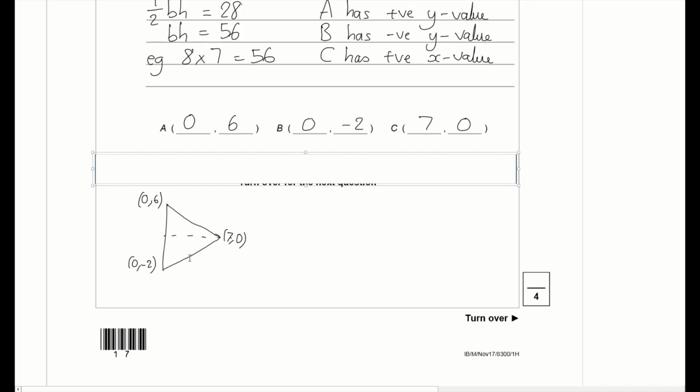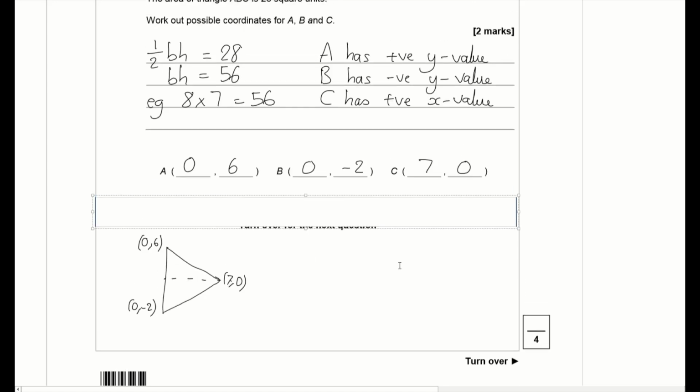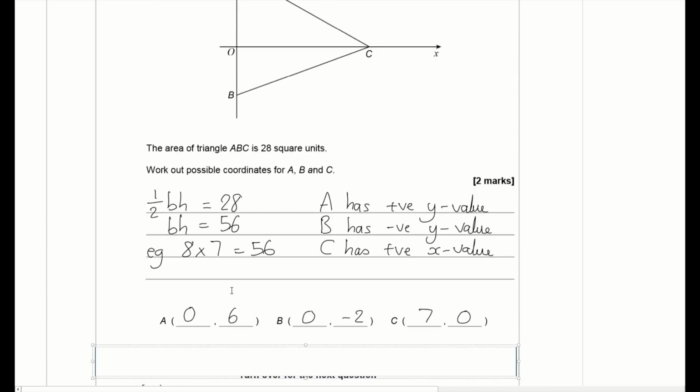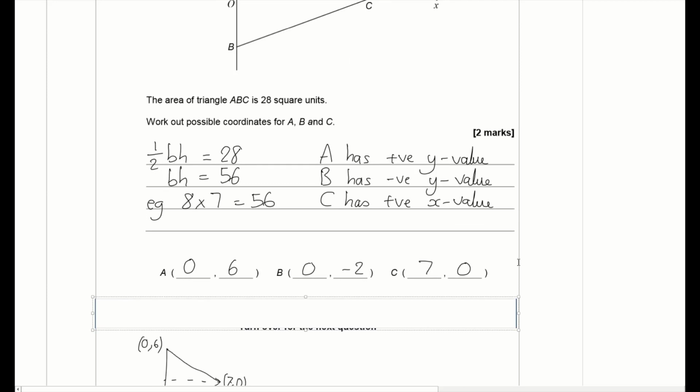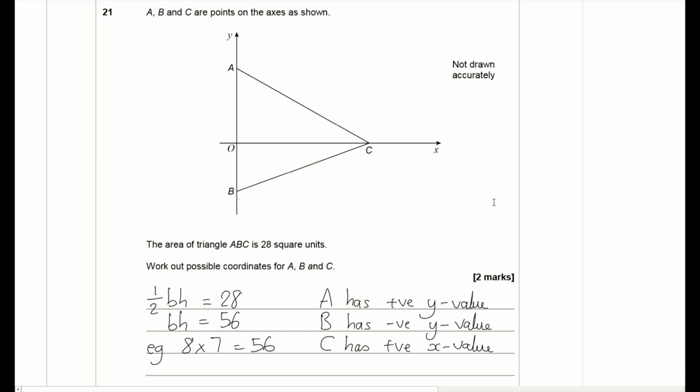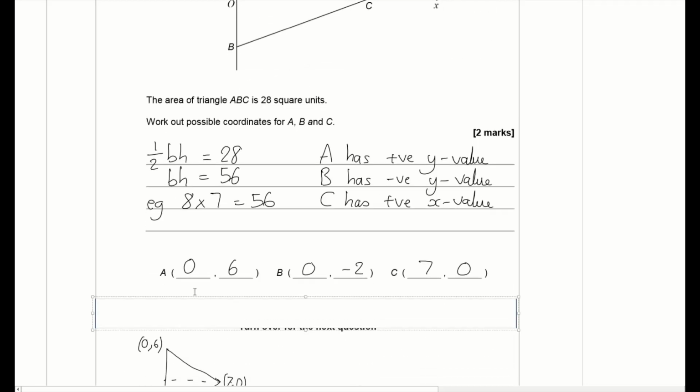So this would be one such triangle that would be suitable in this scenario. Write down all the coordinates there. Don't mix up which coordinate goes with which axes, so you can see it's 0, 6, 0, -2, and then 7, 0 for C. But there are lots of options that you can have here. It's just the area requirement and the distances between the points that really matter. So that's just one of infinite solutions.